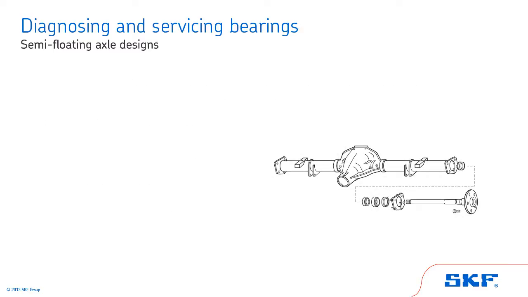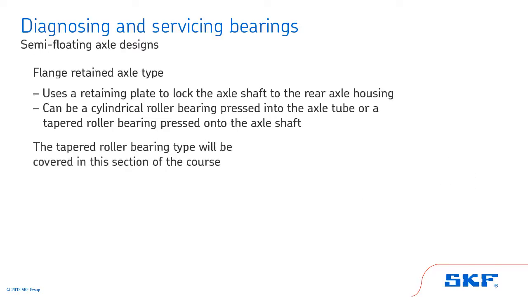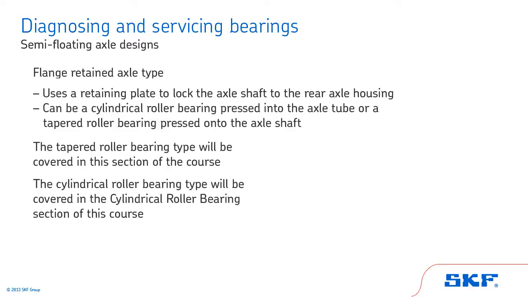The second semi-floating design is called a flange retained axle type. This style uses a retaining plate to lock the axle shaft to the rear axle housing. The bearing can be a cylindrical roller bearing pressed into the axle tube or a tapered roller bearing pressed onto the axle shaft. The tapered roller bearing type will be covered in this section of the course. The cylindrical roller type will be covered in the cylindrical roller bearing section of this course.